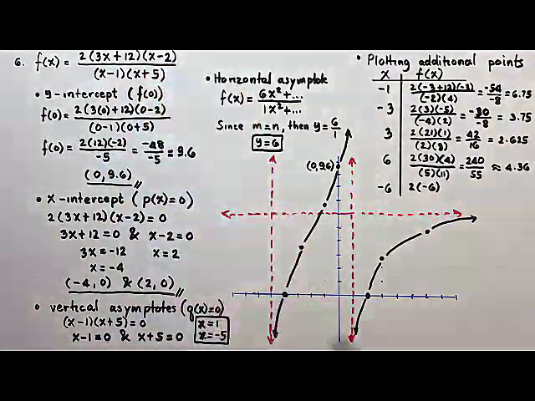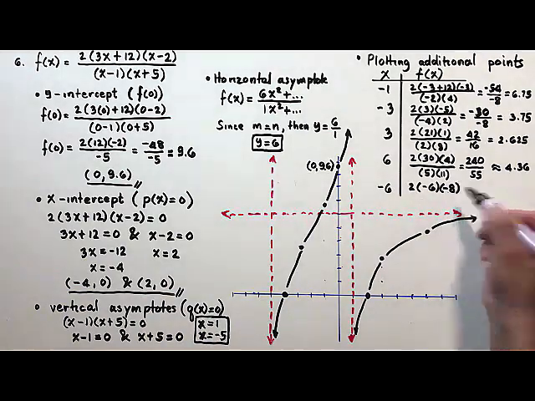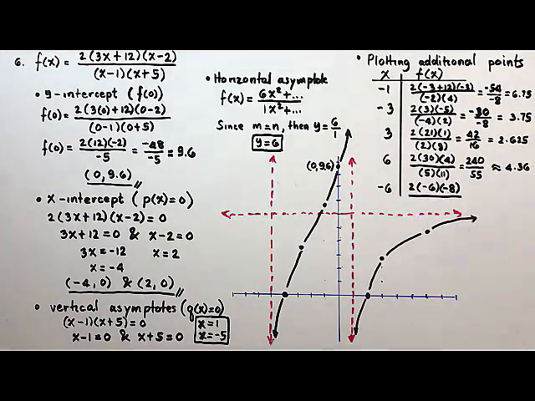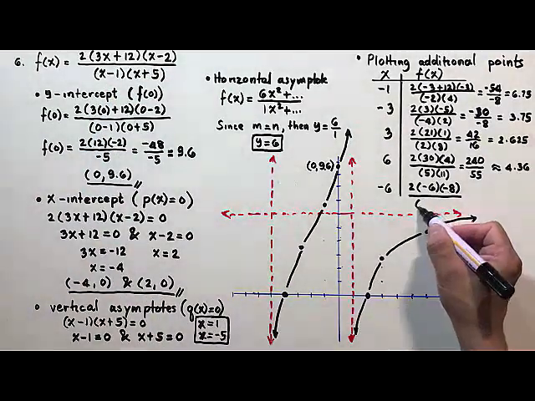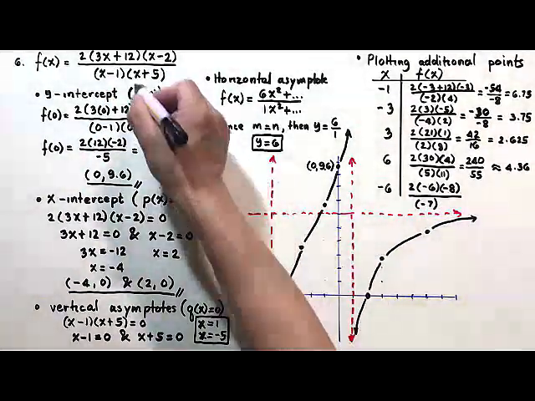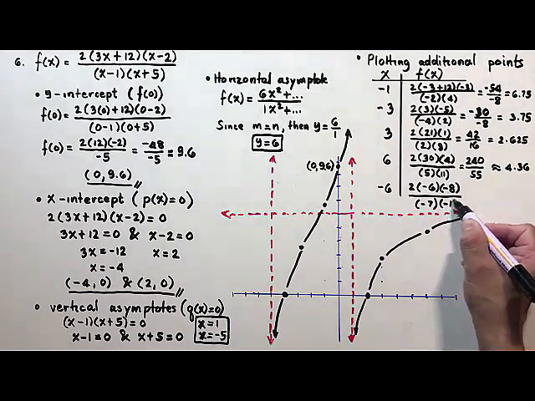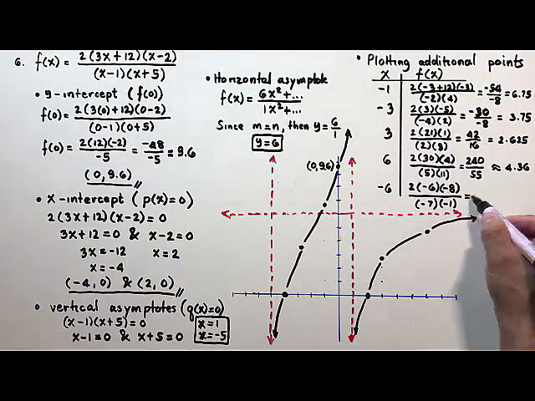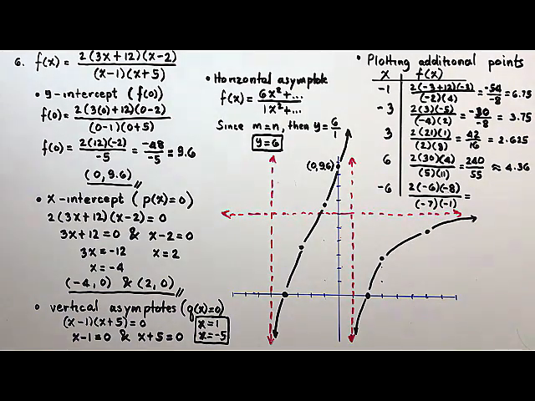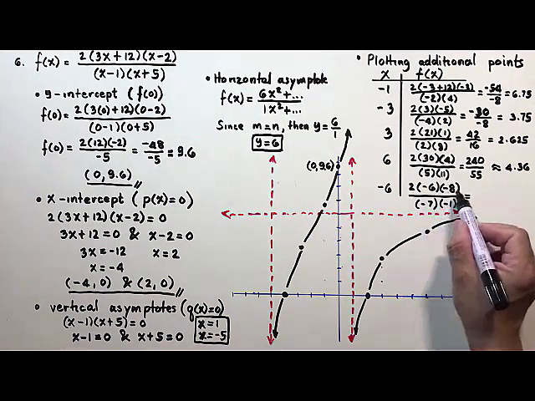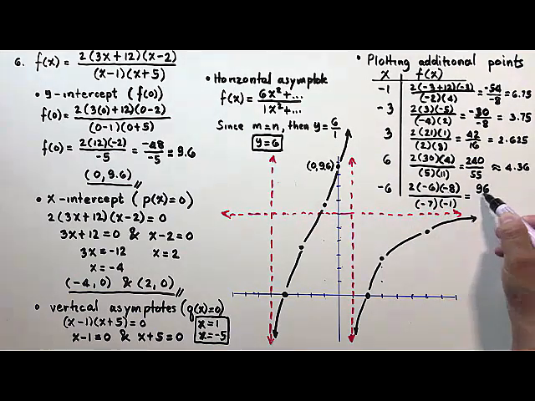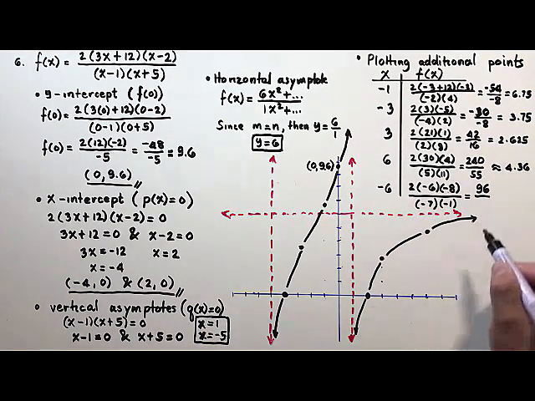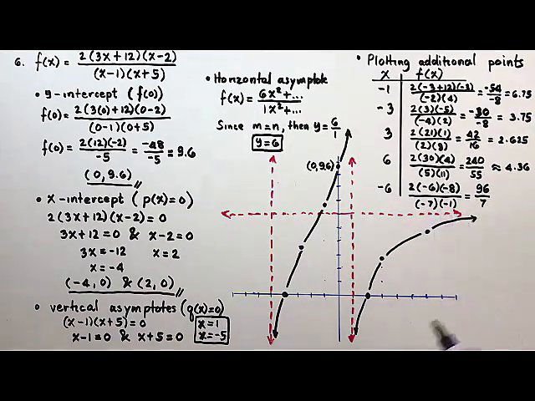And negative 6 minus 2, that is negative 8. This will be divided by negative 6 minus 1, that is negative 7, and negative 6 plus 5, that is negative 1. So multiplying, negative 6 times negative 8 is positive 48, and positive 48 times 2 is positive 96, divided by 7, because negative 7 times negative 1 is positive 7. If you have your calculator, this is approximately equal to 13.71.